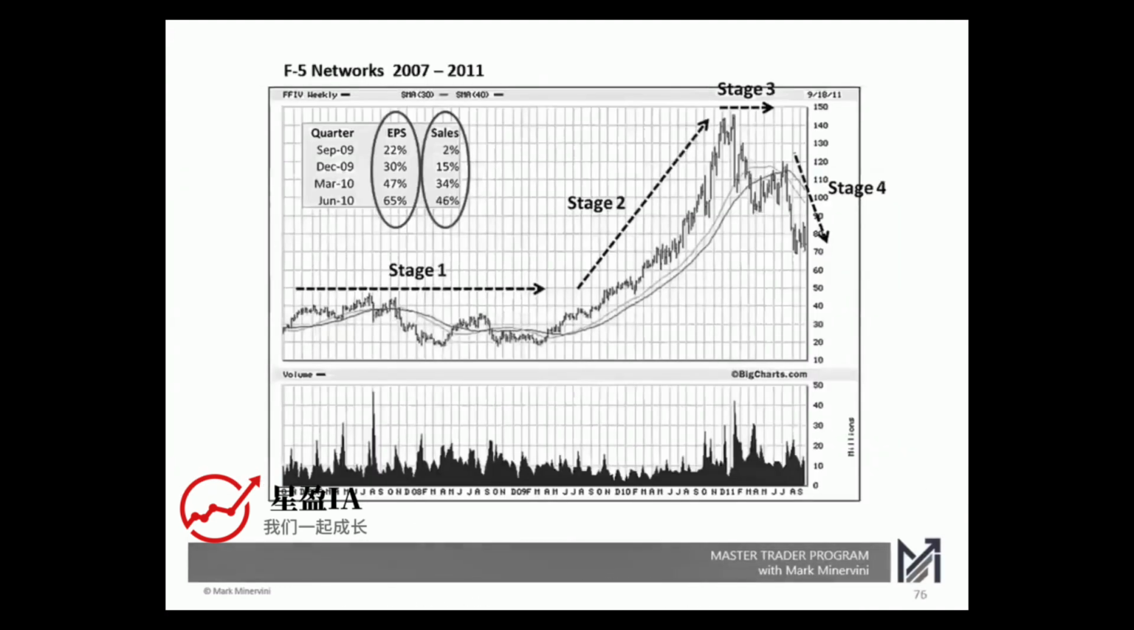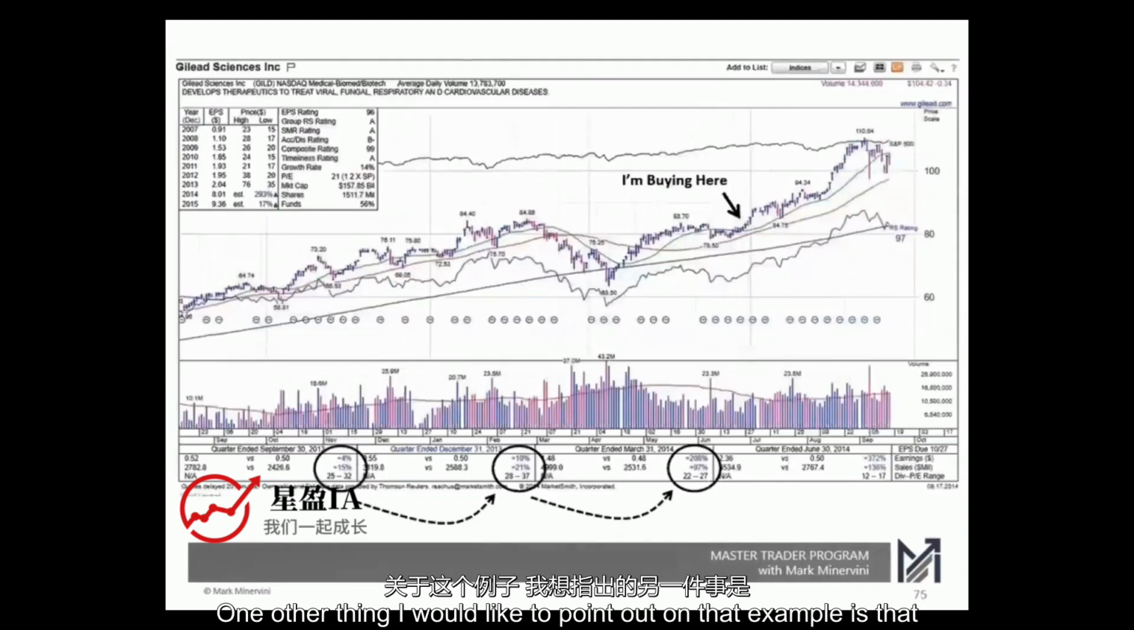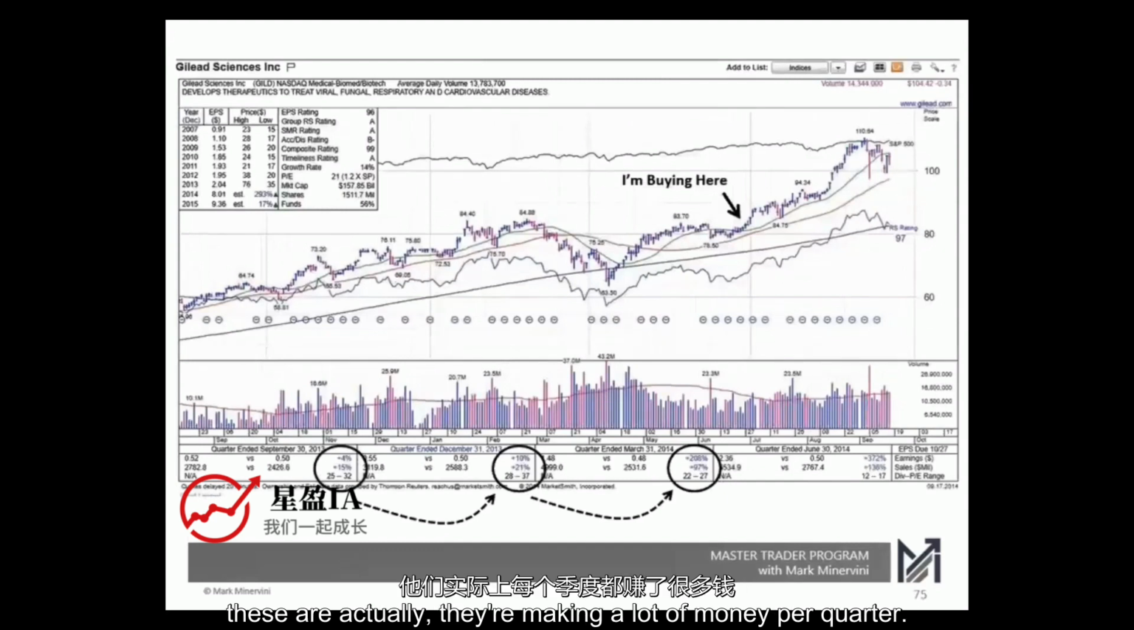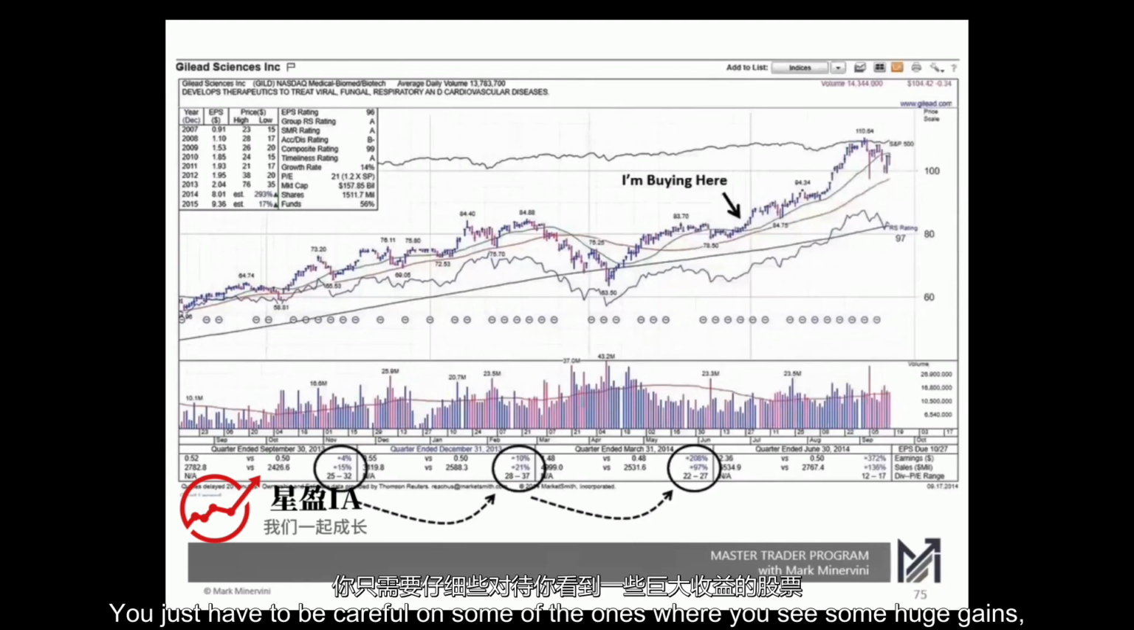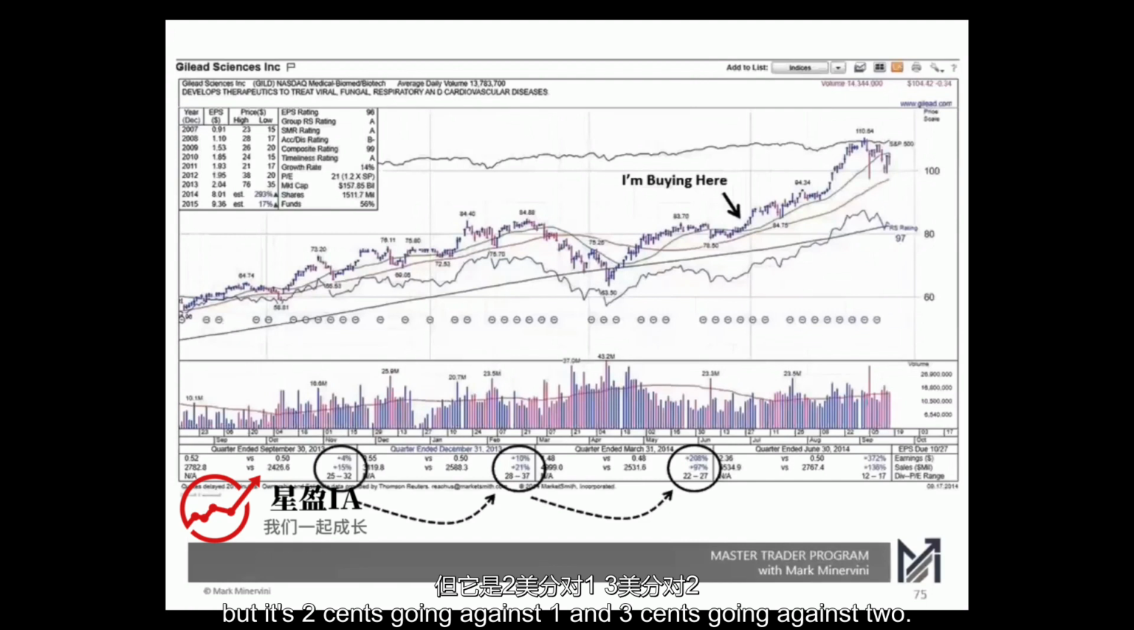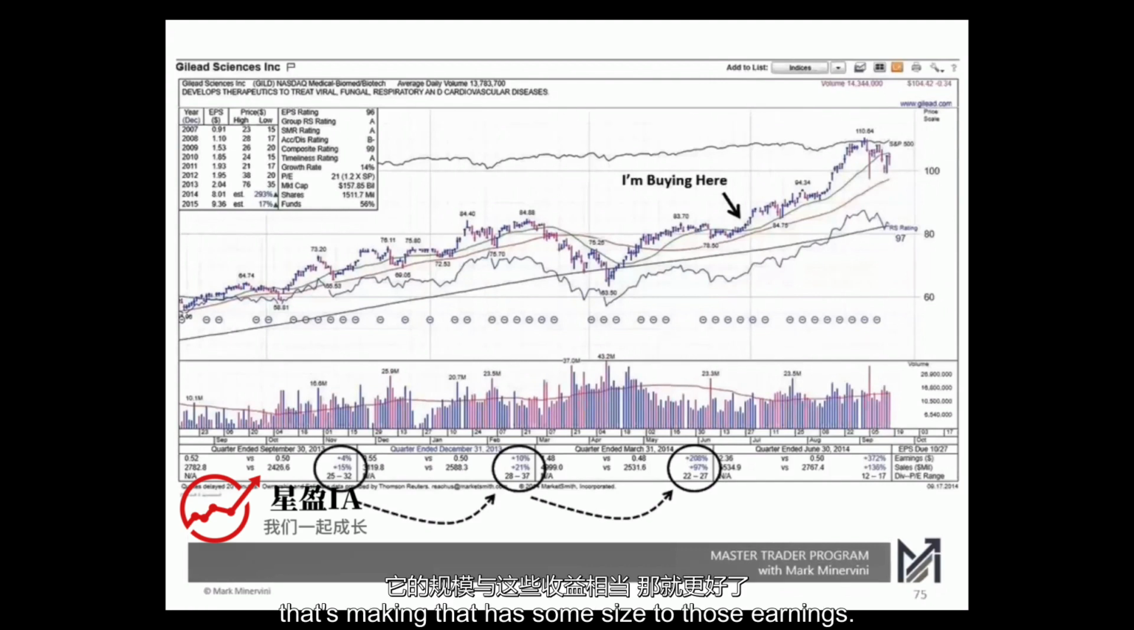Here's F5 Networks. One other thing I would like to point out on that example is that they're actually making a lot of money per quarter. That's 55 cents versus 50 cents, $1.48 versus 48, and 2.36. You just have to be careful on some of the ones where you see huge gains, but it's 2 cents going against 1 and 3 cents going against 2. It's actually even better if you've got a company that has some size to those earnings.